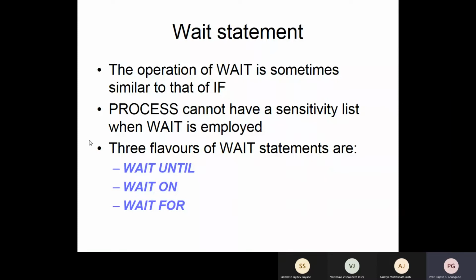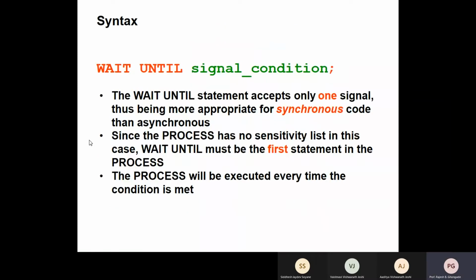There are three different flavors of wait statements: wait until, wait on, and wait for. Let us see each one of them one by one. The syntax for wait until is simply wait until some condition is met, whatever the signal condition. The wait until statement will accept only one signal. So you can say that it is more appropriate for synchronous code rather than asynchronous code. These are small tips which are very essential when you start writing a bigger design.